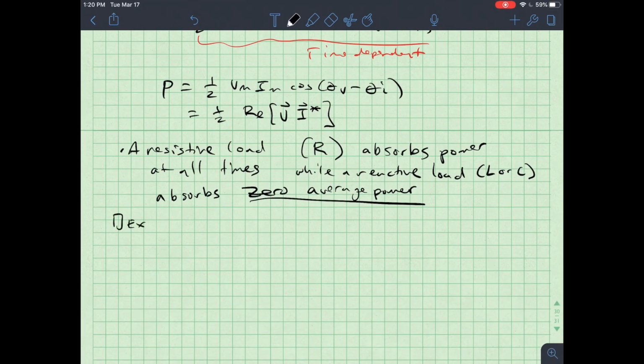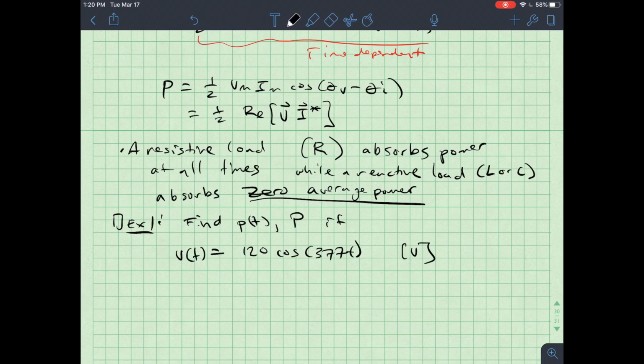Example number 1. Let's find the instantaneous power P of t and the average power big P if V of t is equal to 120 cosine of 377t volts. I of t is equal to 5 cosine of 377t minus 45 degrees amps.